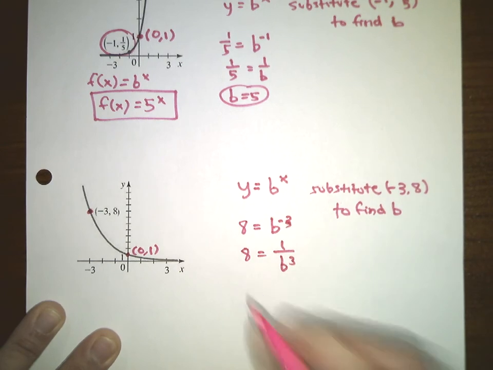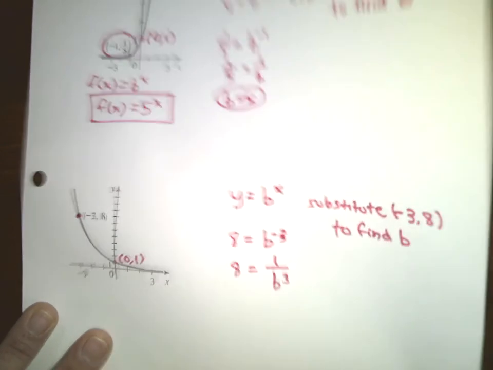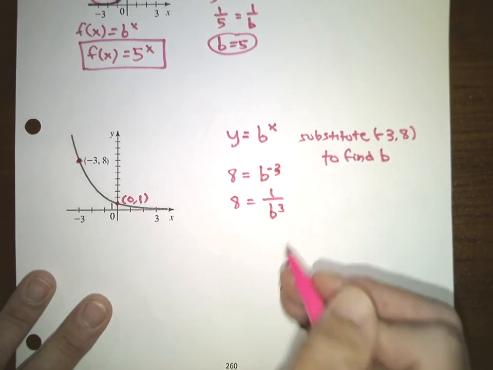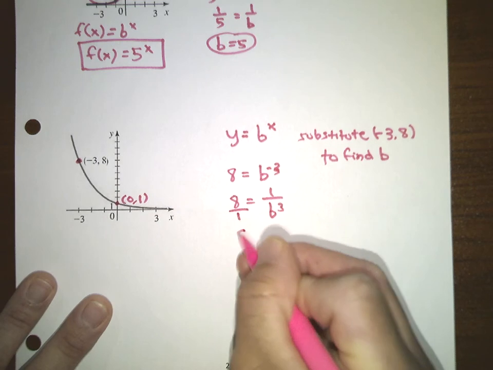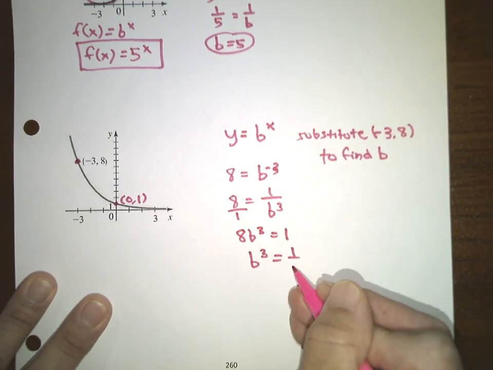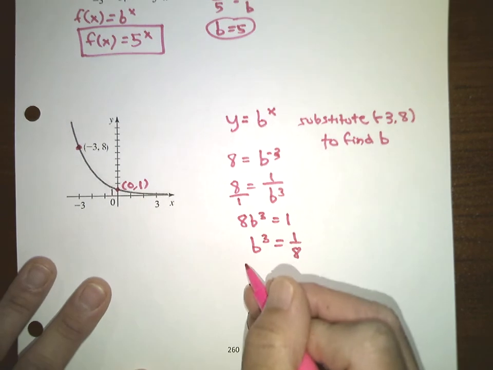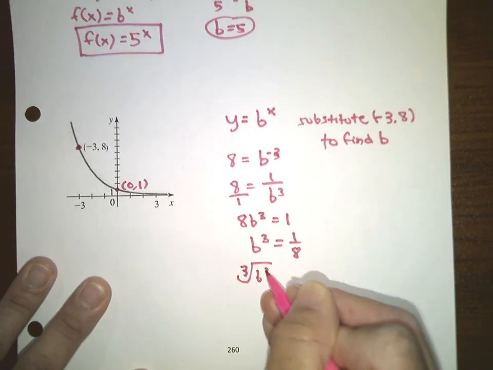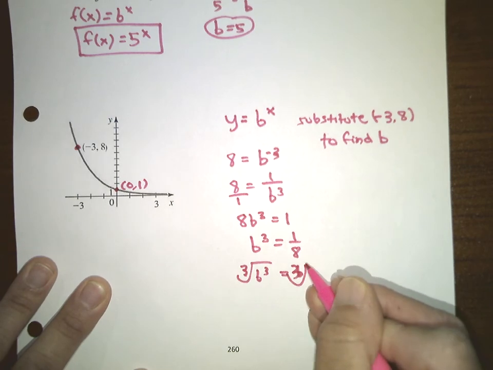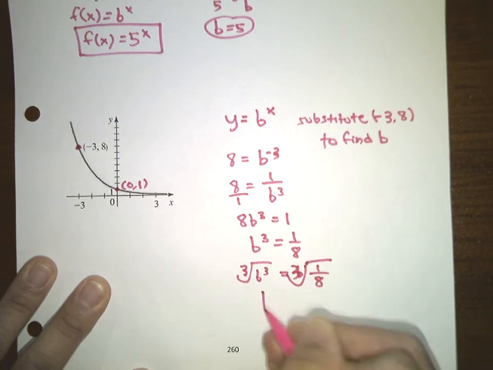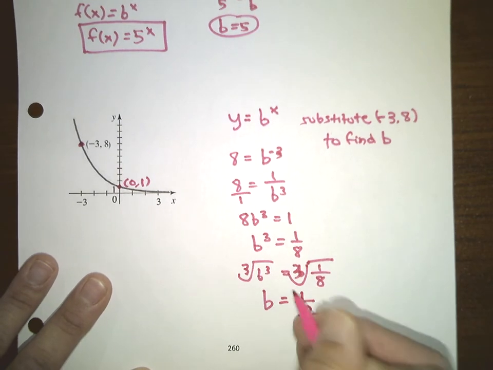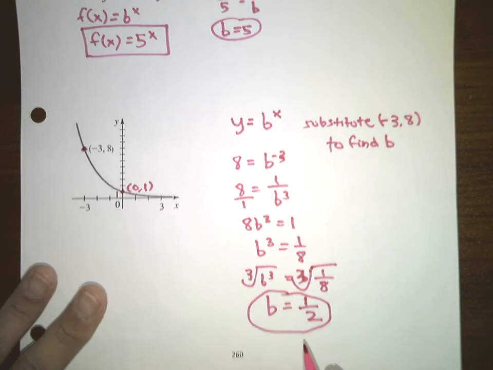So then all I need to do is cross multiply. If this is 8 over 1, that's 8b cubed is equal to 1. Divide by 8 to get b to the third is 1/8, and then take the cube root. If I take the cube root on each side, I get the cube root of 1 over 8, and so b is equal to 1/2. So that's the cube root of 1 over 8.